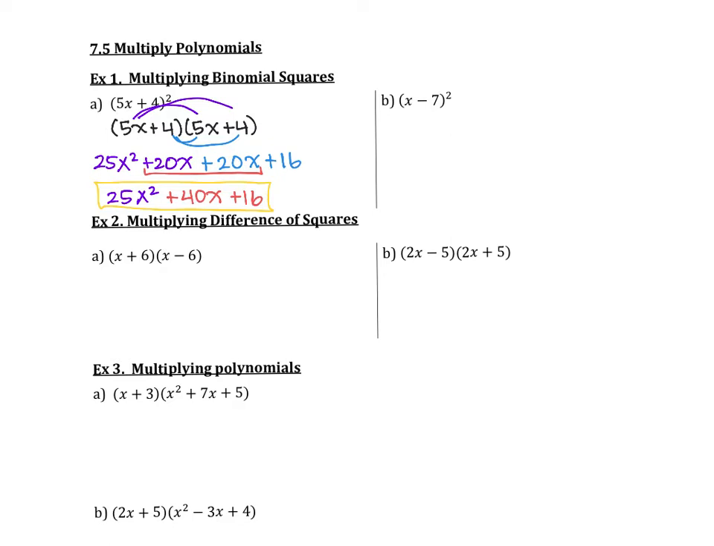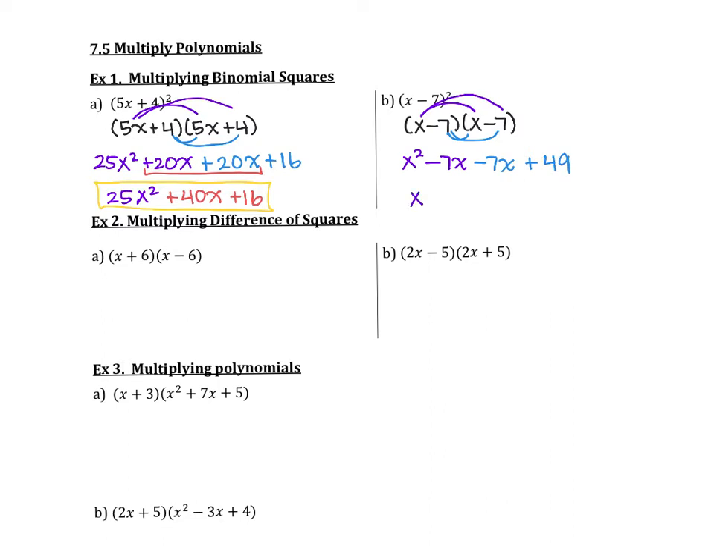Okay, so for B, it's what we call a binomial square again, but x minus 7 to the second is just a lazy way of saying x minus 7 times x minus 7. And then once I write it out, I can multiply the binomials just like we did last time. First, I'll distribute the x to the second binomial. So x to the second minus 7x. And then I'll distribute the minus 7. So minus 7x. Minus 7 times minus 7 will be positive 49.